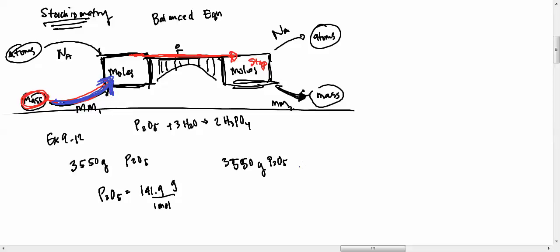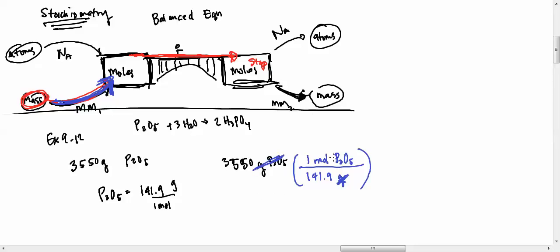So for the blue step, going from mass to moles, I need to make it so that I have grams on the bottom. So I have 141.9 grams associated with 1 mole. I'm going to put that 141.9 grams on the bottom, and that 1 mole of P2O5 on the top. Normally I just put 1 mole and don't write the P2O5, but I'm going to do that now because I have to be very careful with what I'm dealing with here. This grams cancels out with the grams, and that's my favorite thing to do.